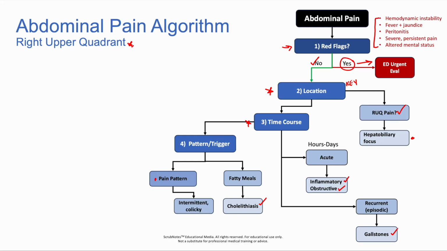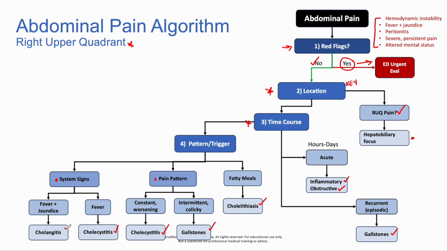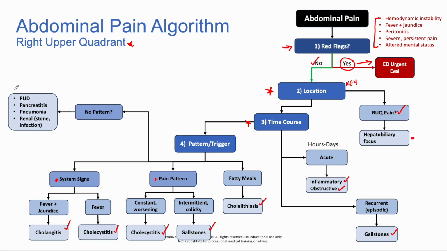Next, we want to ask about the pain pattern. Is it intermittent or colicky? Pretty classic for gallstones. Or is the pain constant or worsening? That's more likely to indicate cholecystitis. Next, we want to ask about any symptom signs, such as fever, because that's more likely to be associated with cholecystitis. If there's fever and jaundice, cholangitis is more common. And last, if there's no pattern, then we probably want to revisit our diagnoses list. We might want to consider PUD, pancreatitis, even pneumonia, any kind of a renal stone or infection. So instead of memorizing long lists of differentials, here's your key shift.